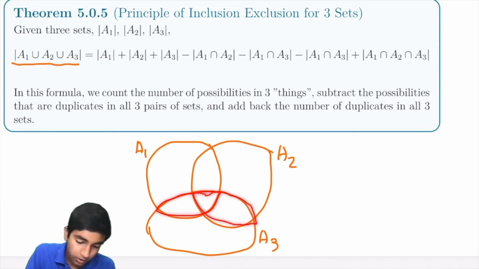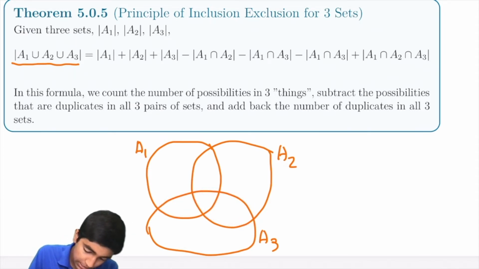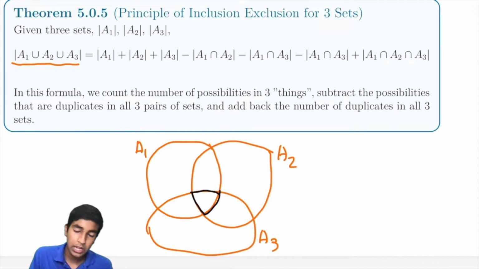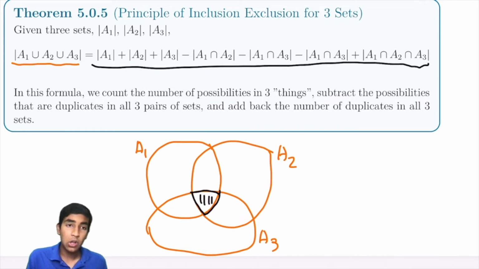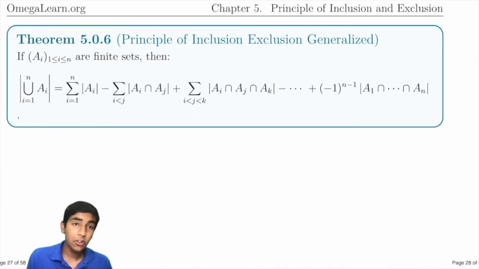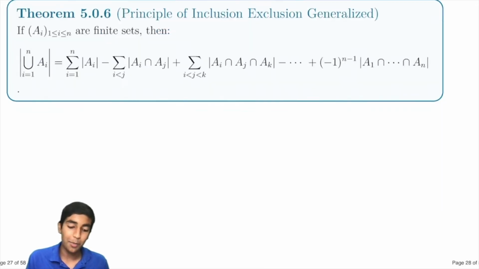But notice that this center section here, we counted 3 times in A1, A2, A3, and we subtracted 3 times, but we must count it once. So we add this region back. So this is what it looks like. Essentially, find the number of ways that satisfy each of the conditions, then subtract the number of ways that satisfy 2 of the conditions, and then add back the ways that satisfy 3 of the conditions, or in this case, all of them. Now, generalize. I know this looks like a scary formula, but don't worry, it's not that complicated.